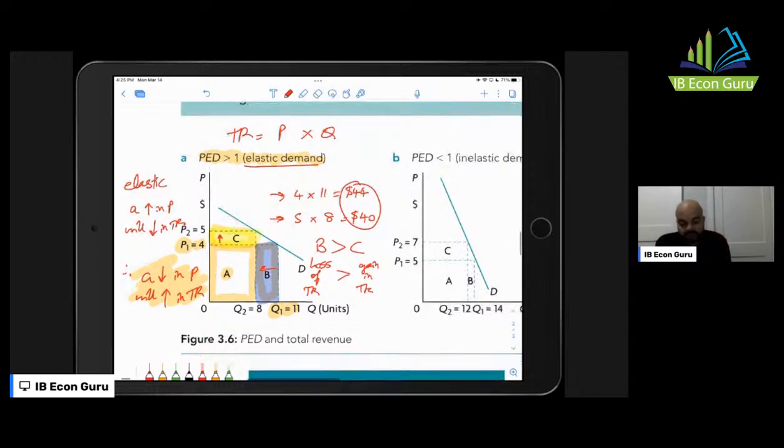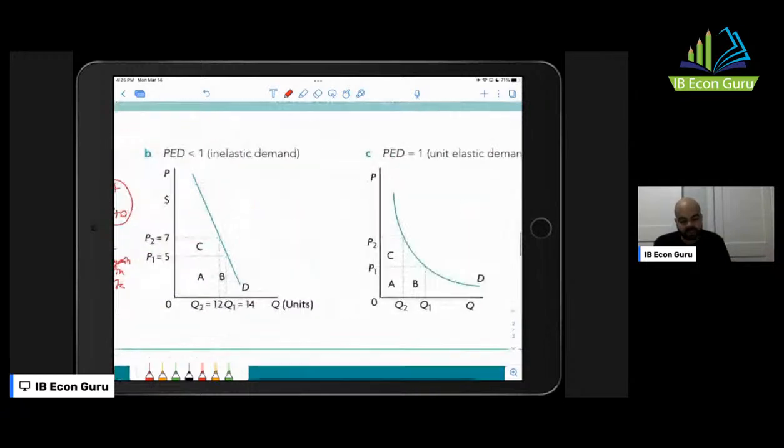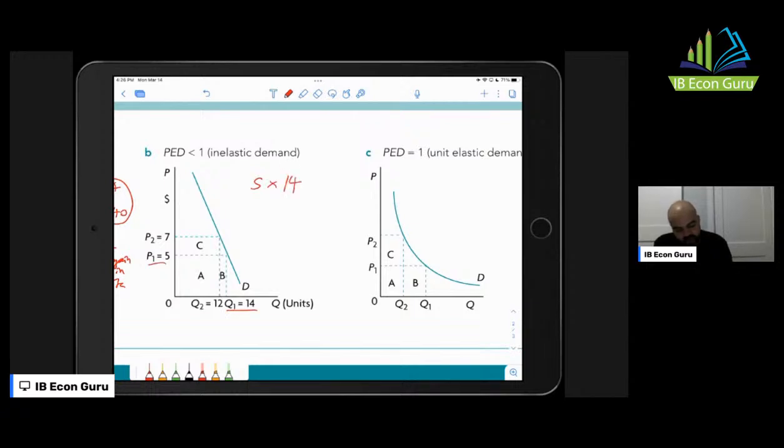So the point is, when demand is elastic, to increase total revenue, the producer should lower the price, offer a discount, offer a promotion. Let's see when demand is inelastic. So here, when price was 5, quantity was 14.